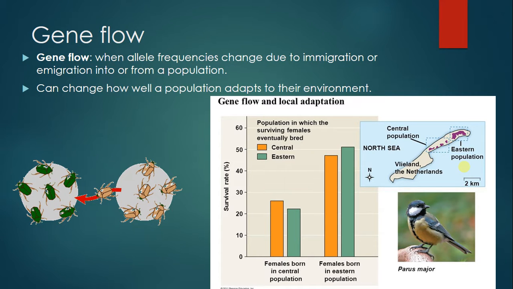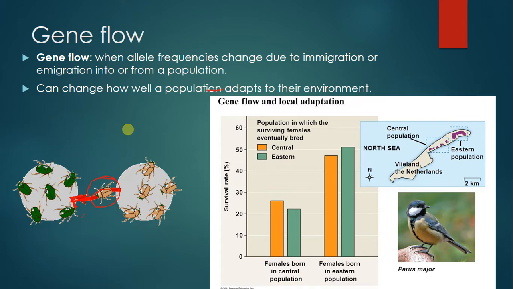Then there's gene flow. This is when allele frequency changes because immigration or emigration is happening. So, for example, we have two populations of beetles, same species, and one brown beetle leaves this population and enters the green one. The allelic frequency of maybe the alleles for the trait of color is now changed because of the immigration of this virile, mature, able-to-reproduce beetle from the other population. And the important thing is that this can change how well a population adapts to its environment.